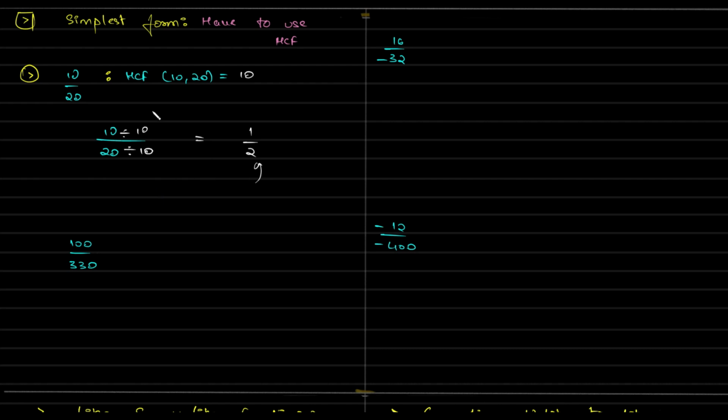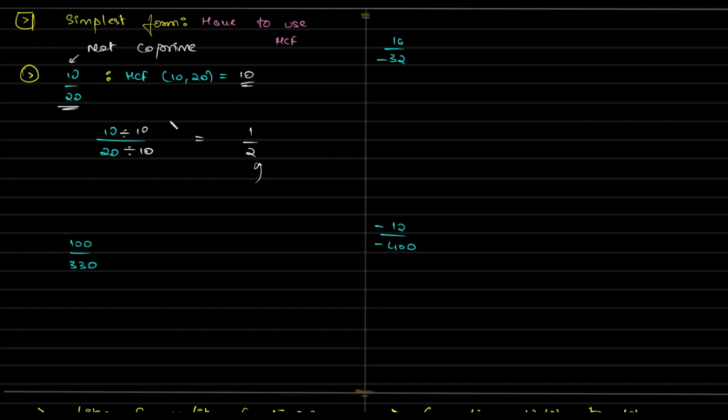So what did I do? I'll repeat again. I have 10 by 20. This is not in simplest form. How do I know that? If they are not co-prime, that is when they are not in the simplest form. Okay, so here they are not co-prime. 10 and 20 are not co-prime. And because of that, we have HCF between 10 and 20 to be 10.